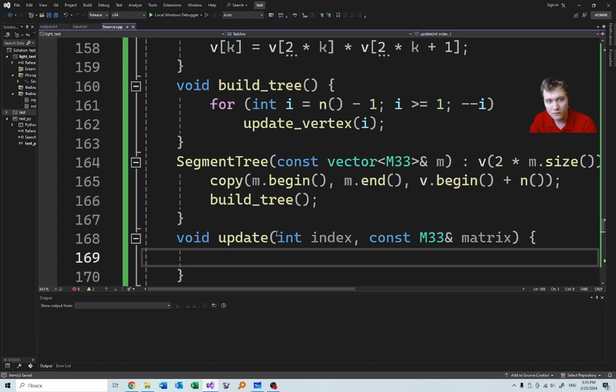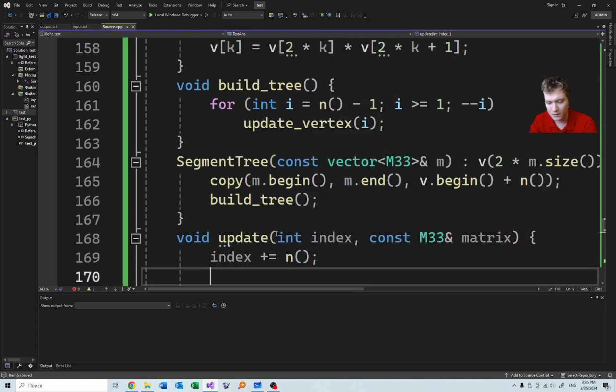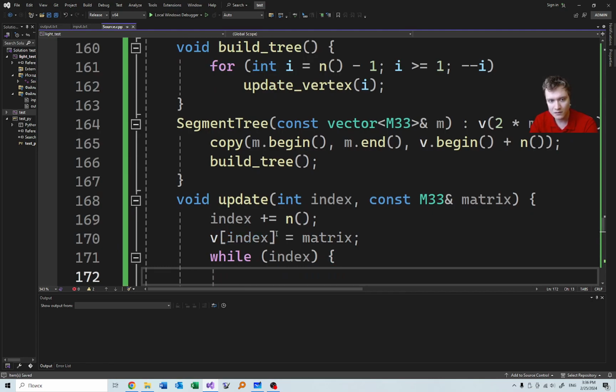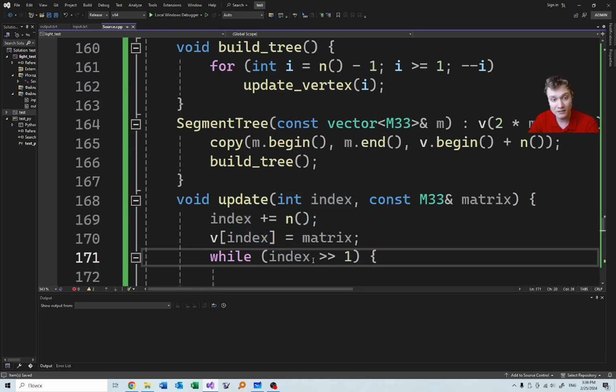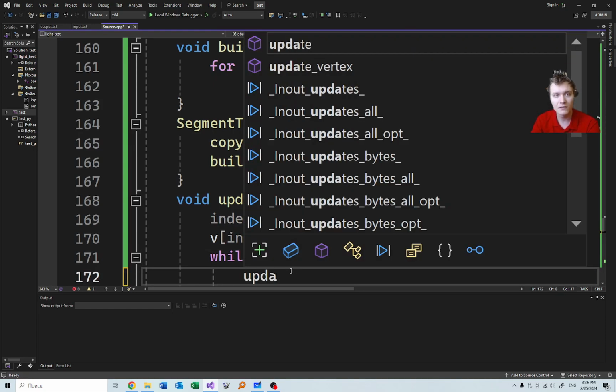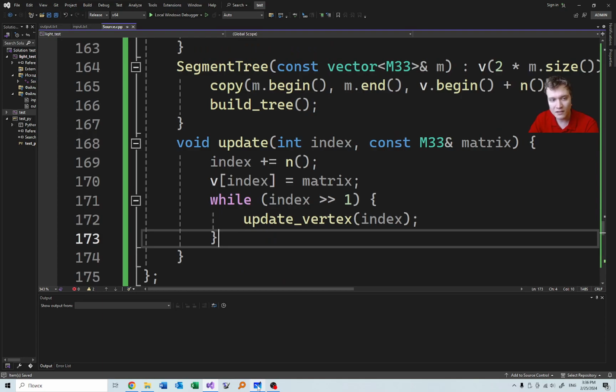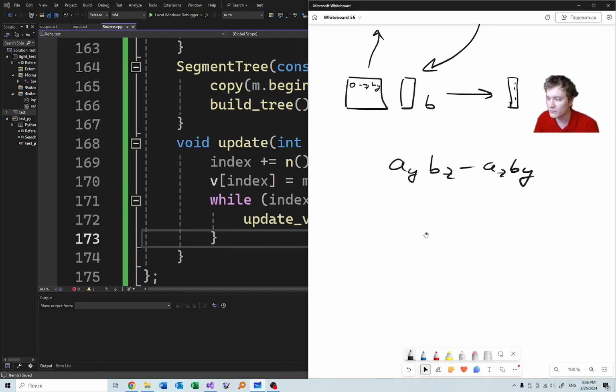So what do we need to do? We need to say that v index plus equals n, v index is equal to matrix, and while index is at least 1, we need to say that while index is divided by 2, we need to update vertex index. That's it. Now let's think, what do we need about mass operations?